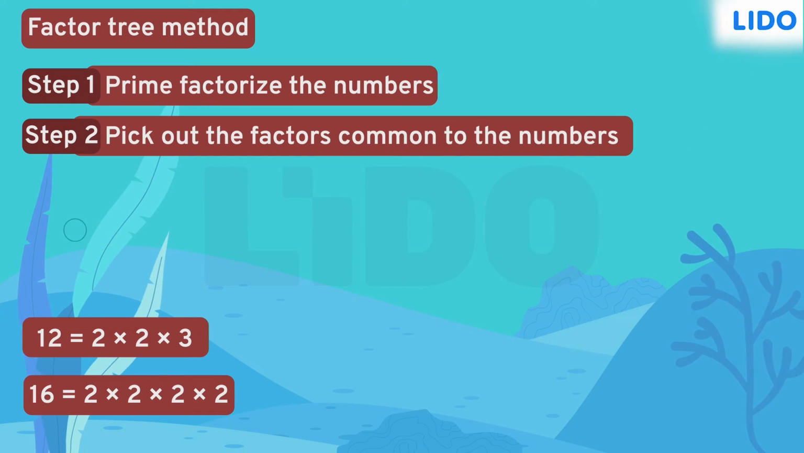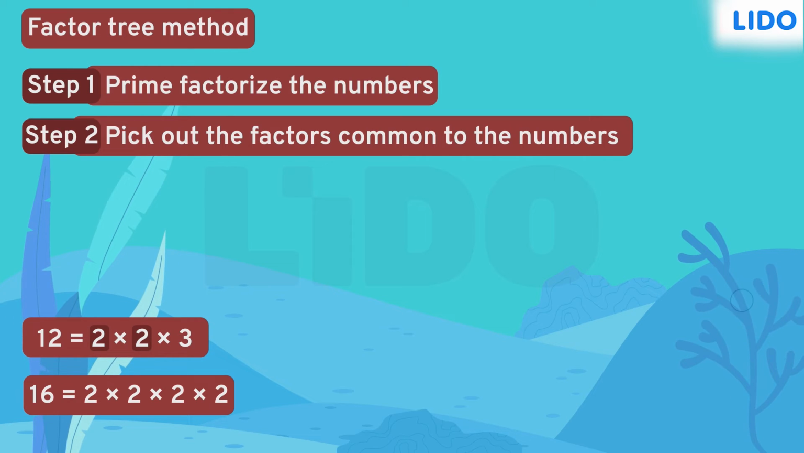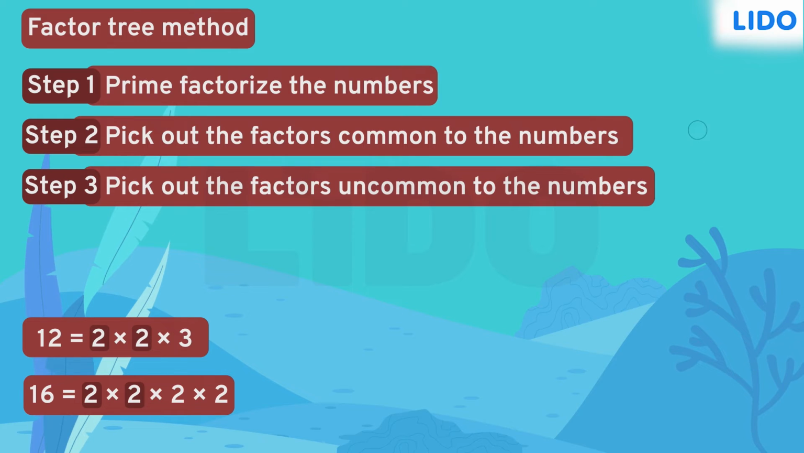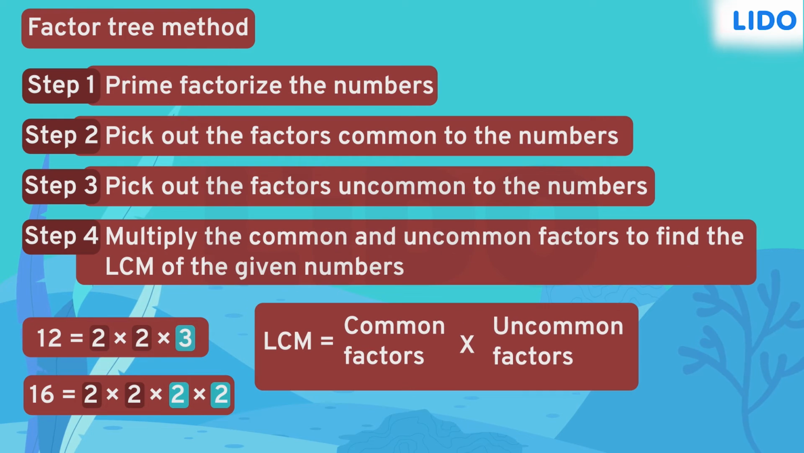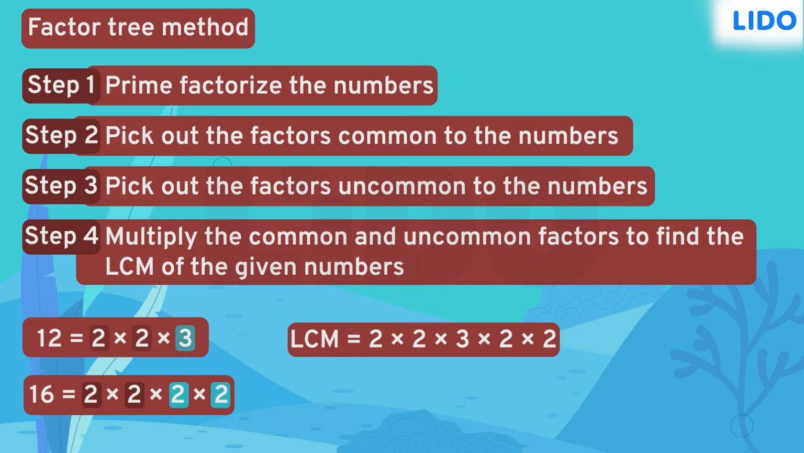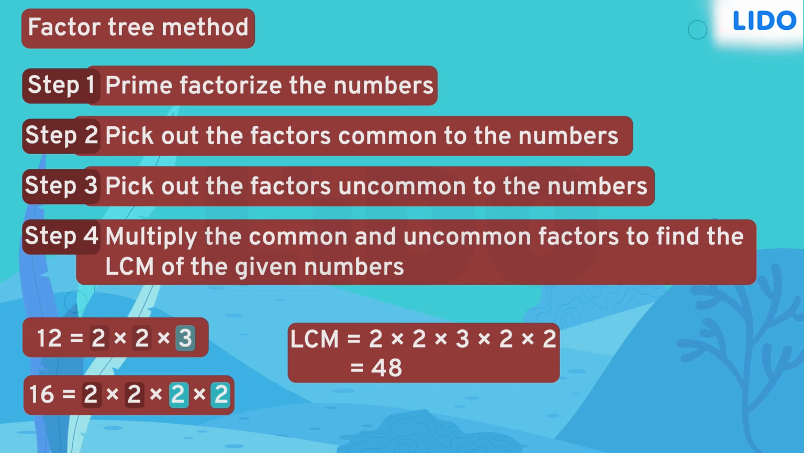The next step is to pick out the factors common to the numbers, which are 2 and 2. The third step is to pick out the uncommon factors, which are 3, 2 and 2. The final step is to multiply the common and uncommon factors to get the LCM. So we multiply 2, 2, 3, 2 and 2 to get the LCM as 48.